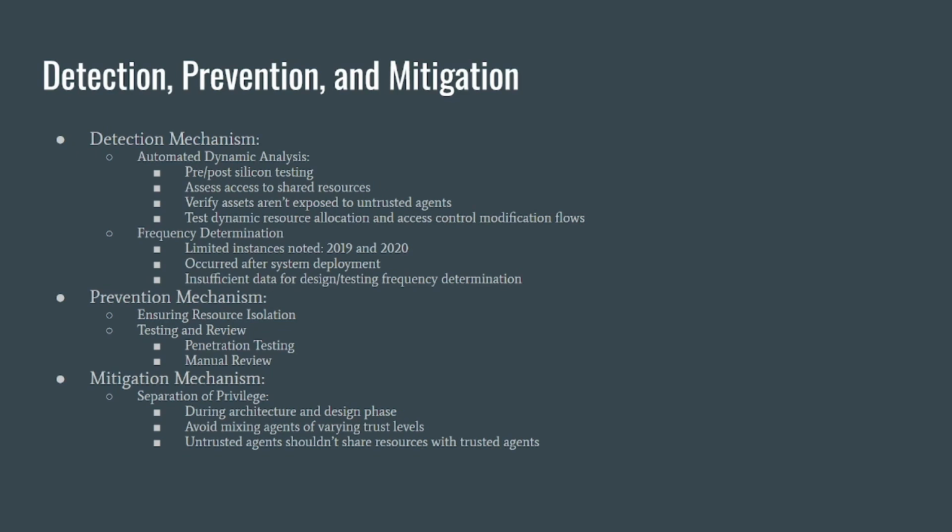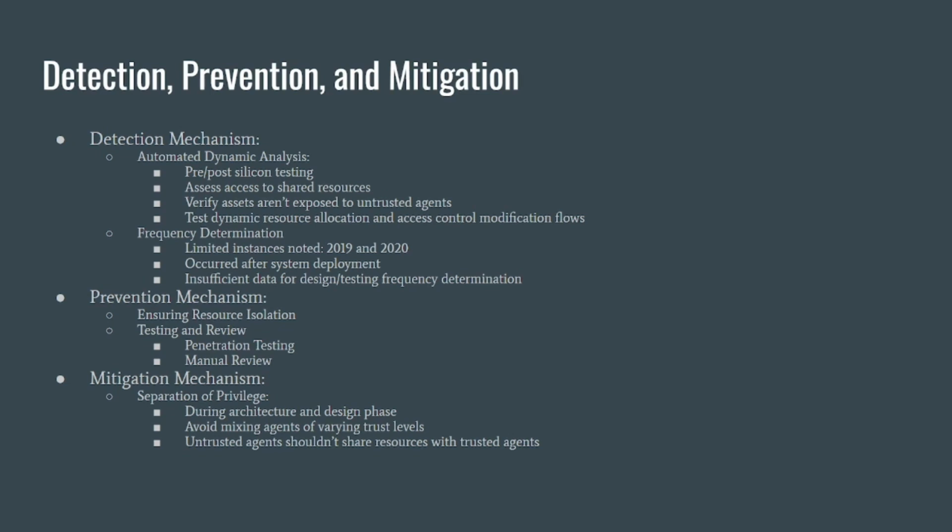Note that access to shared resources can be dynamically allowed or revoked based on the system flows. Security testing should cover dynamic shared resource allocation and access control modification flows. There aren't many recorded incidents of this weakness. Only two have been recorded, one in 2019 and one in 2020, both of which occurred after the system was deployed. Otherwise, there is not sufficient information to determine the frequency for design and testing.